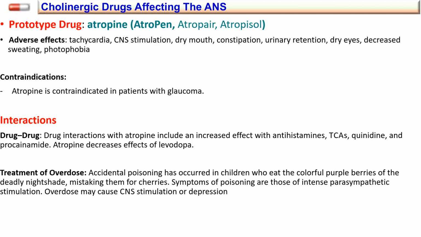So the side effects of atropine limit its therapeutic usefulness and are predictable extensions of its autonomic actions. Side effects would include dry mouth, constipation, urinary retention, increased heart rate, and initial CNS excitement or stimulation. It may progress to delirium and even coma.